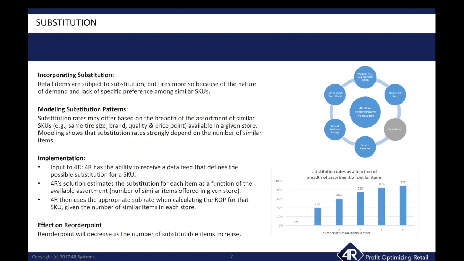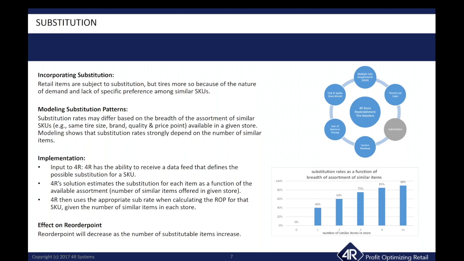The third feature I will discuss today is substitution. Substitution takes place when a customer will substitute another similar product if the original desired item is not in stock. This feature can be applied to many product categories, but applies to tires more so because of the lack of specific preference among similar SKUs.